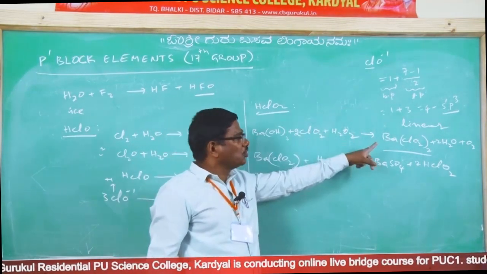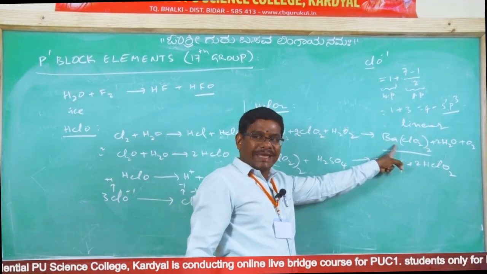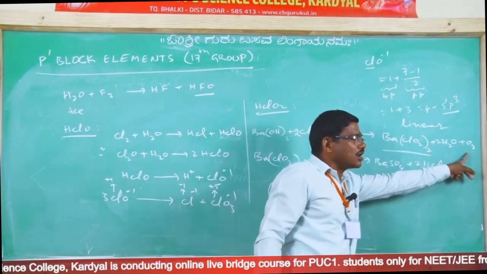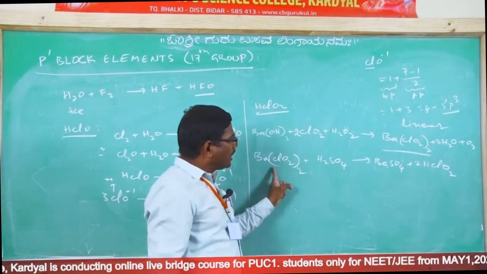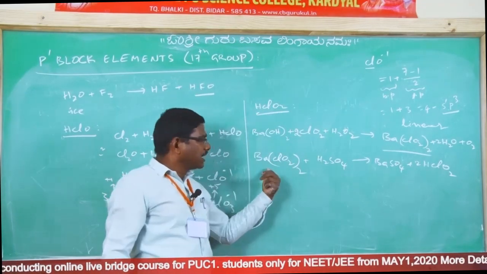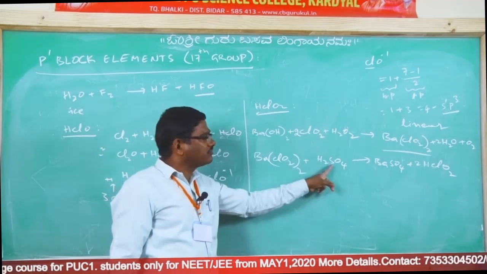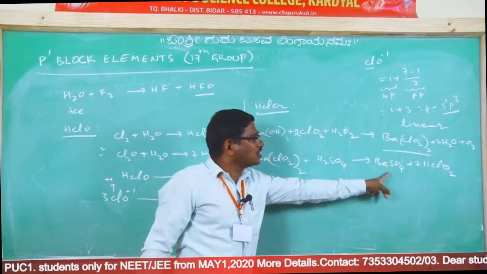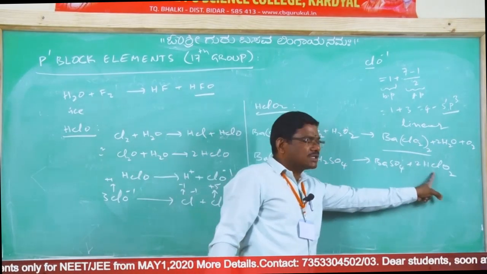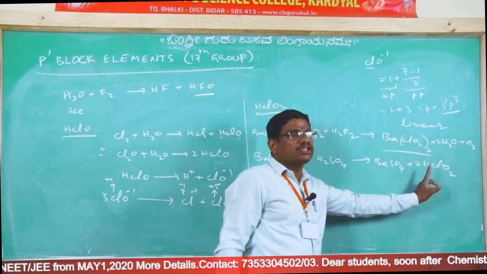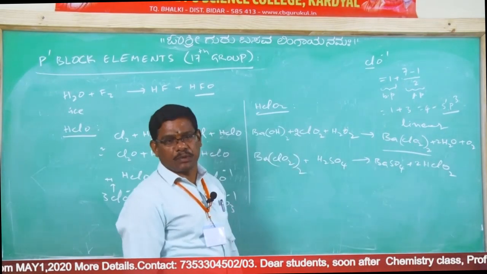It converts into barium chlorite along with water and oxygen. That barium chlorite, when treated with sulfuric acid, suppose ready-made barium chlorite is available for us. This Ba(ClO2)2, taken twice, when treated with sulfuric acid converts into BaSO4 plus HClO2. In this way chlorous acid is prepared.